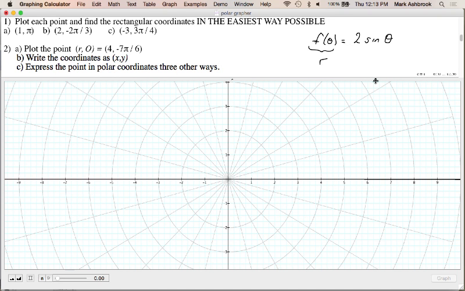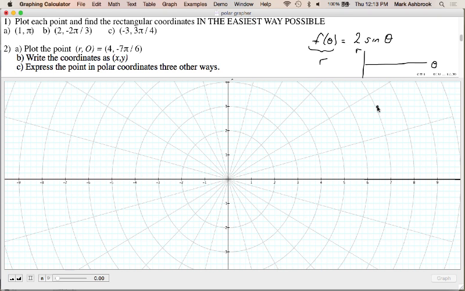Okay, so what we need is this relationship between r and theta. We're going to get that by graphing 2 sine theta in the rectangular plane. So we get this relationship. We have a visual on the relationship between r and theta, and we're going to transfer that into polar coordinates.